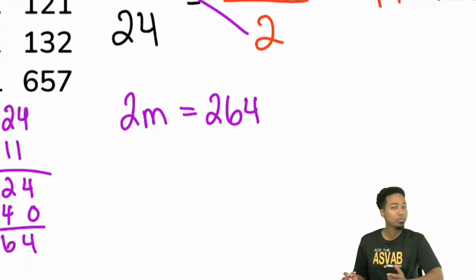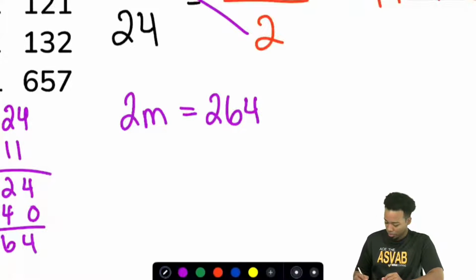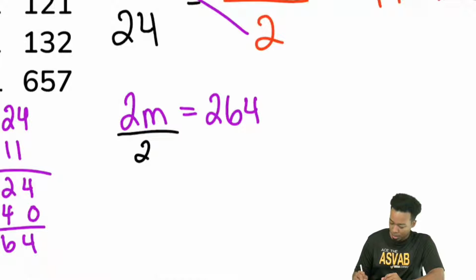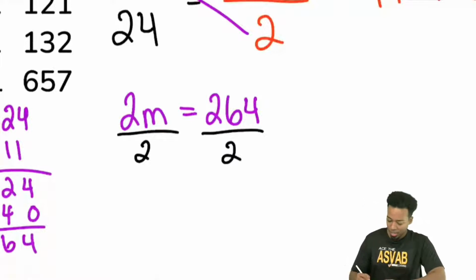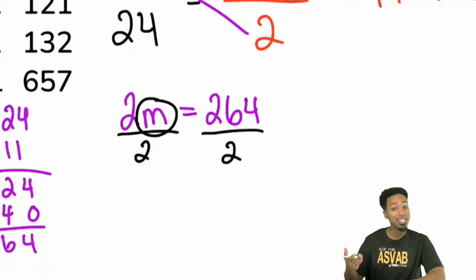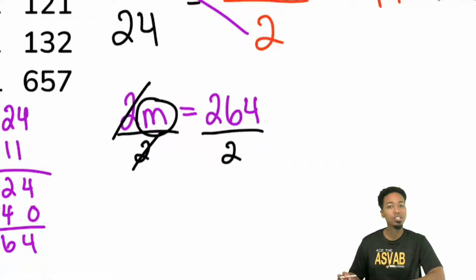That's right, Jay. Now we have to divide. So we're good. We'll go ahead and take the 2 and divide it on both sides because remember, we want to do the opposite operation to get that variable by itself. So M is what we're trying to get by itself. And so we'll divide 2 on both sides. 264 divided by 2 is going to be 132.